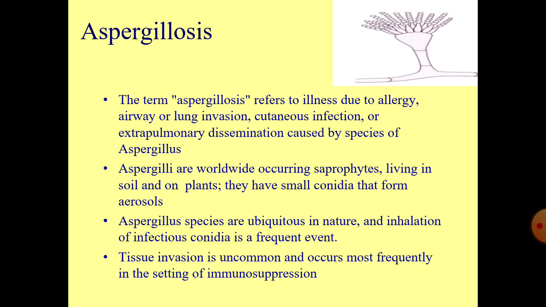Now we are talking about aspergillosis. This is the other form of serious fungal infection with a high mortality rate. And as we said, we get aspergillosis from the environment, because Aspergillus is found as a saprophyte living in the soil and the plants, and we get it by inhalation of the conidia, where the Aspergillus goes to the respiratory tract and causes disease. So tissue invasion is uncommon and occurs most frequently in immunosuppressed patients.